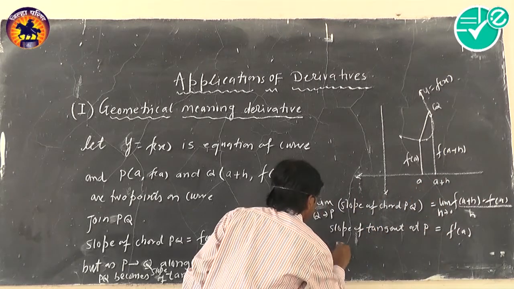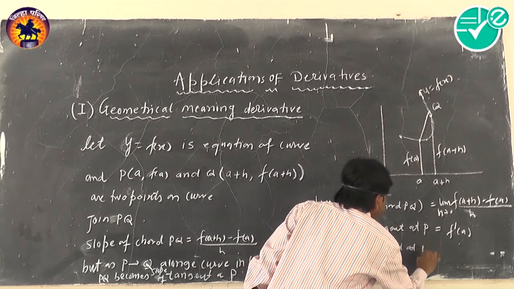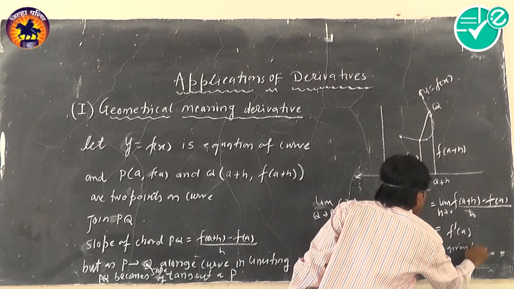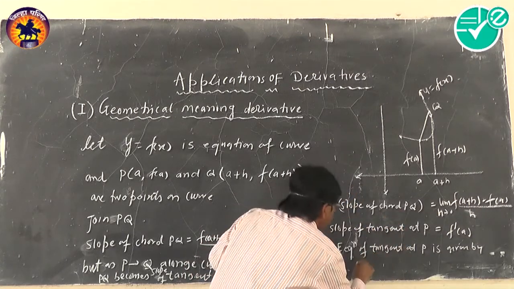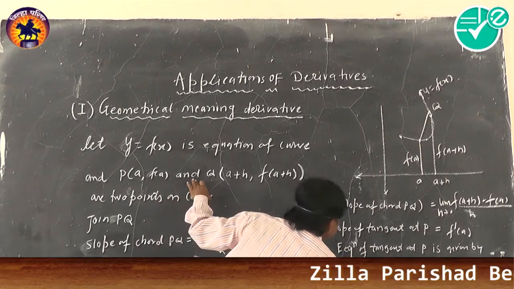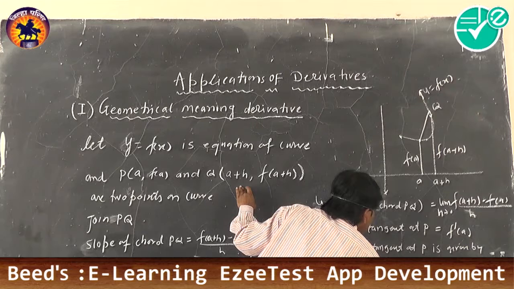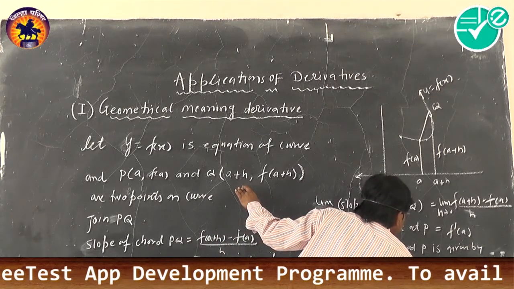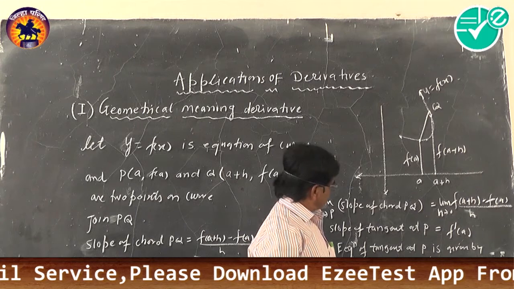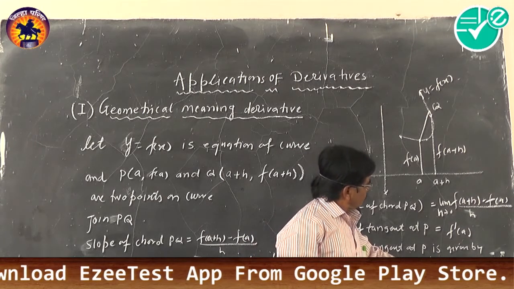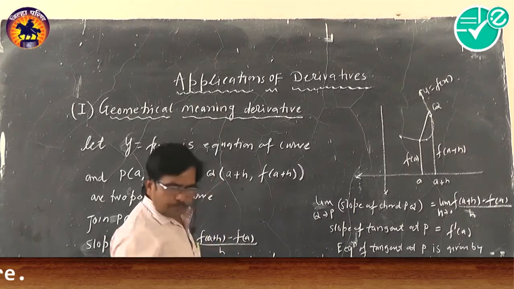Therefore, the equation of tangent at P is given by y minus the y coordinate, that is f of A, is equal to f dash of A, the slope of the tangent, into x minus the x coordinate of the point, that is x minus A. Therefore, y minus f of A is equal to f dash of A into x minus A is the equation of tangent at P.